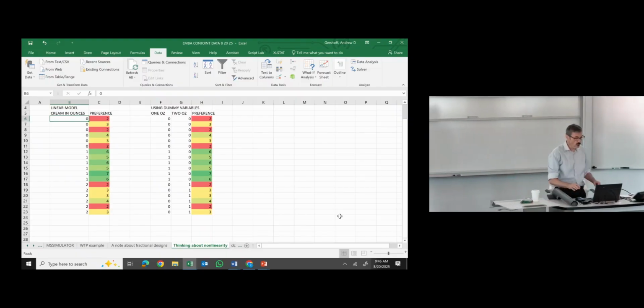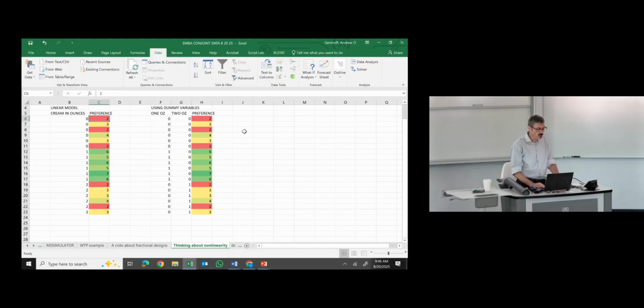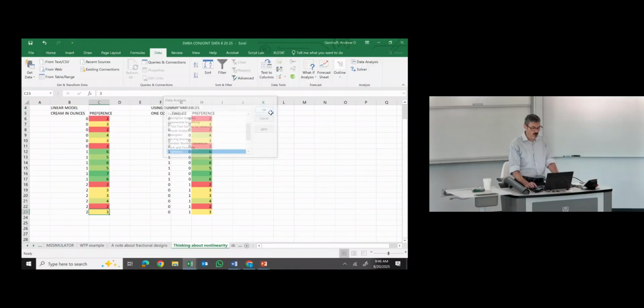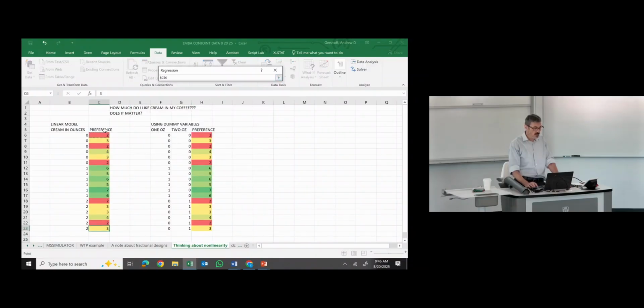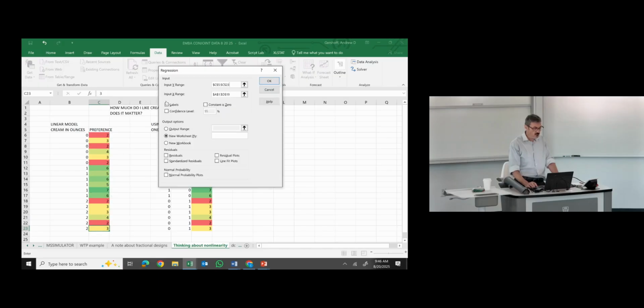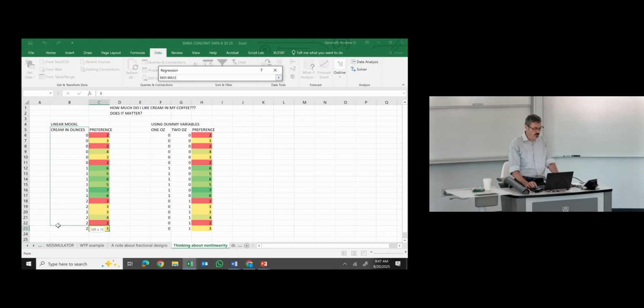And here is an example of when I was asked about this in the past. So here's the number of ounces of cream. If you have 0 ounces of cream, you can see that I'm unhappy. I chose 3s and 4s. If you have 1 ounce of cream, you can see that I'm quite happy. I rated those instances of drinking coffee 5s, 6s, and 7s. And all the times I rated coffee that had 2 ounces of cream, I was again unhappy with 2s, 3s, and 4s. And so clearly there is a relationship between how happy I am and the amount of cream, but it is at an ideal point. And so if I were to run the regression here, data analysis, regression, and the Y range is my preference for the coffee, and the X range is the number of ounces of cream.